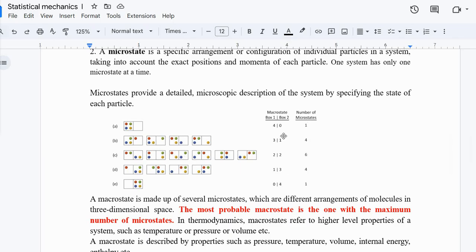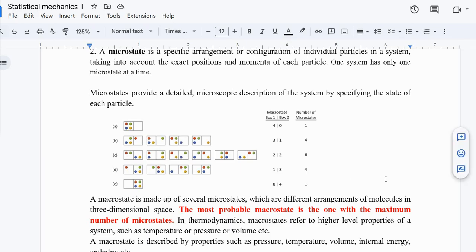Now another combination is possible. In box number 1 you have 1 particle, and in box number 2 there are 3 particles. So 1 and 3 combinations. How many possibilities? This will be 4. And the other one is 0 and 4. In the second box you have all 4, and the first box has 0. So 0 and 4. How many microstates are there? How many combinations are possible? This is 1.